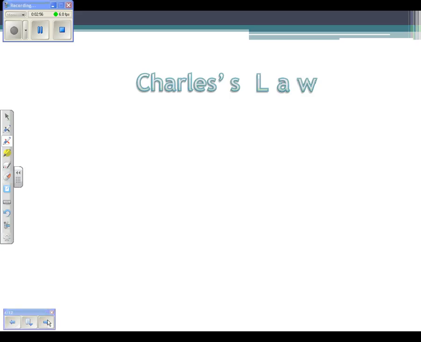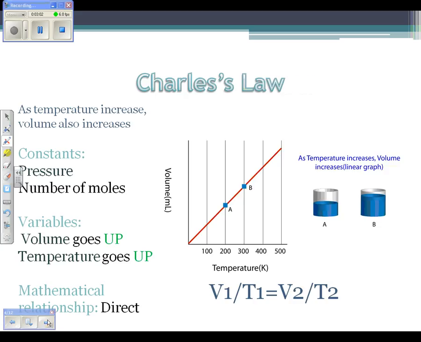Charles's law says that the volume of a fixed mass of gas is directly proportional to its Kelvin temperature if the pressure is kept constant. So as temperature increases, volume also increases. So when temperature decreases, the volume also decreases. It is defined by V1 over T1 is equal to V2 over T2.